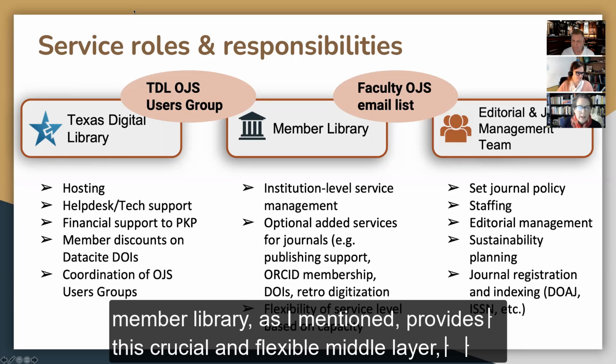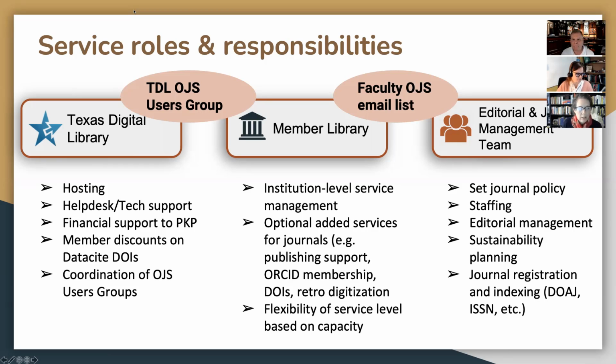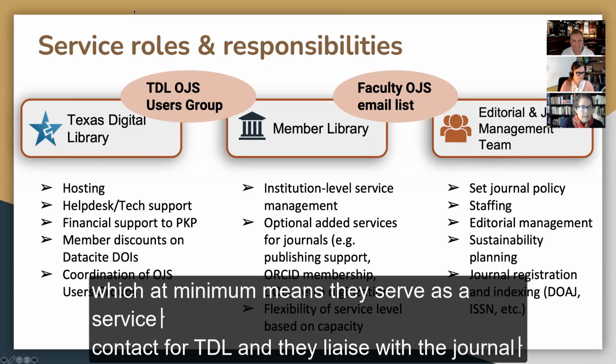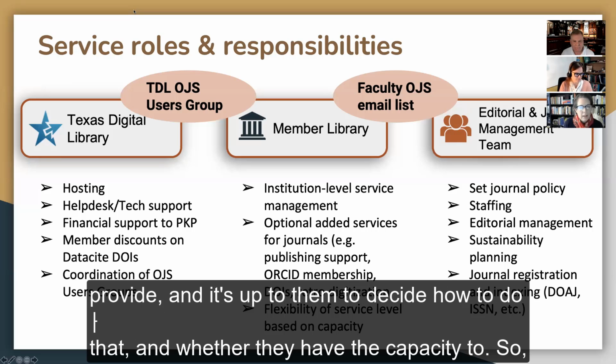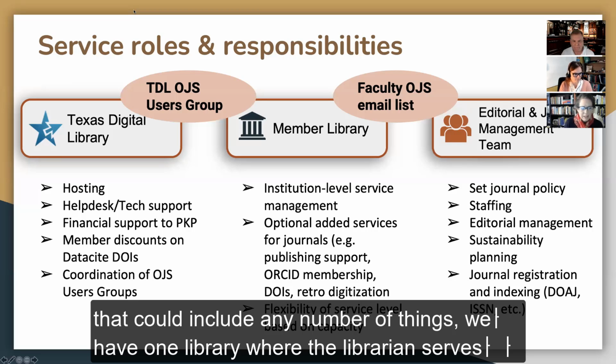The member library, as I mentioned, provides this crucial and flexible middle layer, which at minimum means they serve as a service contact for TDL and they liaise with the journal teams on behalf of TDL. But there's a broad range of other services that they can and sometimes do provide. And it's up to them to decide how to do that and whether they have the capacity to. So that could include any number of things.